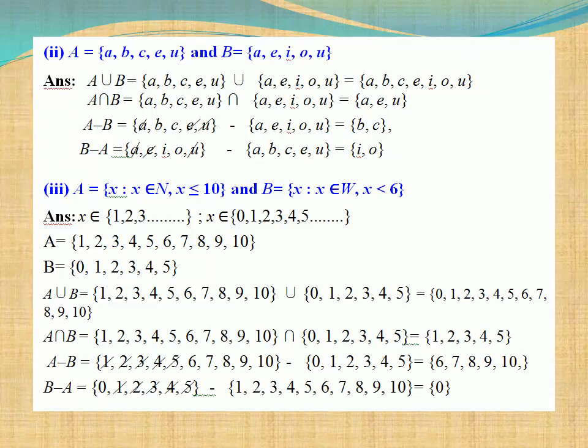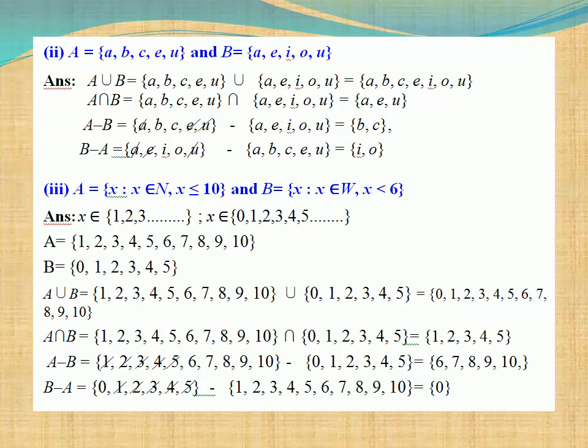Second subdivision: A equal to the set of all A, B, C, E, U and B equal to A, E, I, O, U. Now for this set you have to find A union B, A intersection B, A minus B, B minus A. A union B: you have to write all the elements from A and B. Now A, B, C, E, I, O, U. A and E are already repeated, so you have to write them only once.